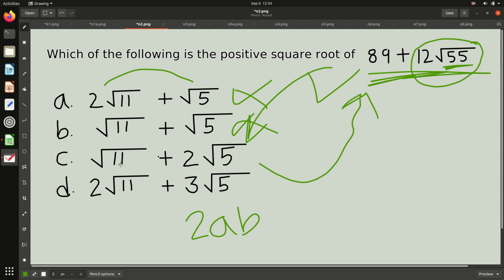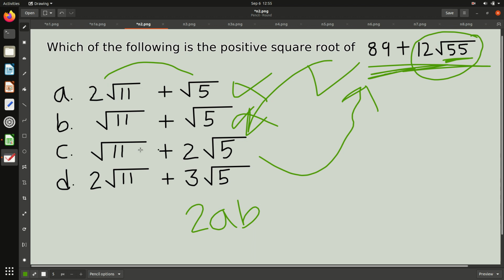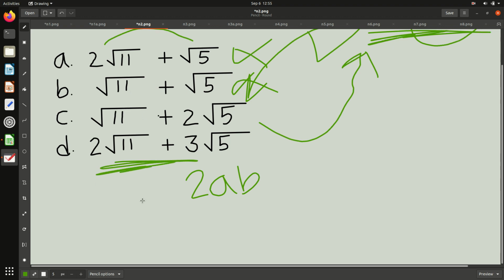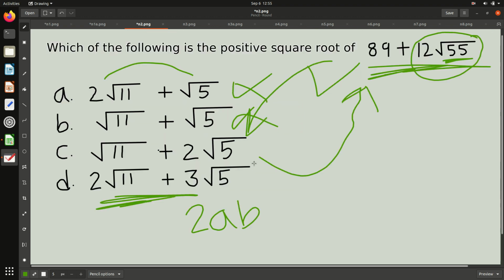Now if you see option C, you will do (a plus b) whole square, and for 2ab, it will be 2 times a into b, so it will be 4 root 55. So this also is not matching. Now if you see this option carefully, and try to do 2ab, then it will be 3 into 2, 6 into 2, 12 root 55. And you can see it is matching.